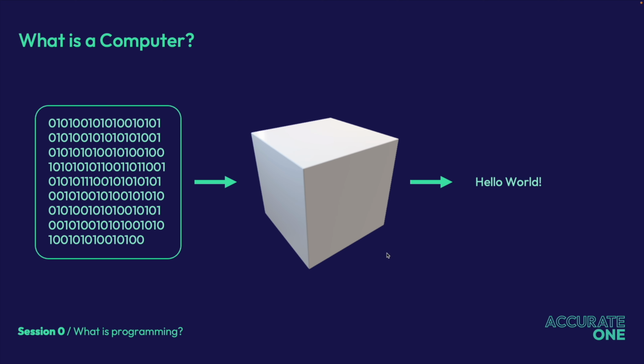In this example, we feed in raw binary data, a sequence of ones and zeros, which is how computers actually understand instructions. This binary data goes through complex processes within the black box, and in the end, we get a meaningful output, like displaying the text "Hello World" on the screen.